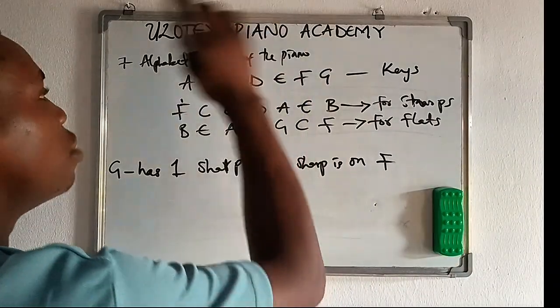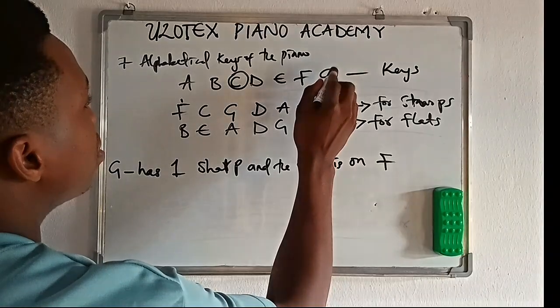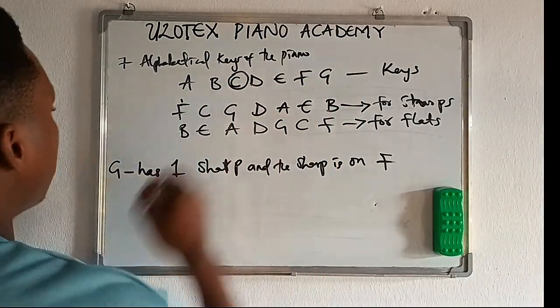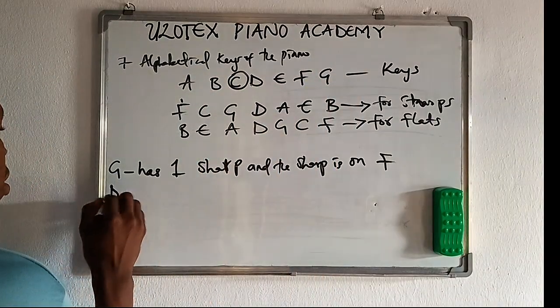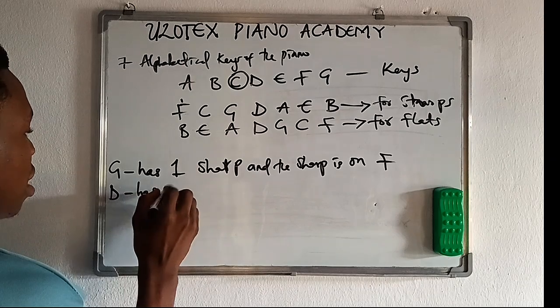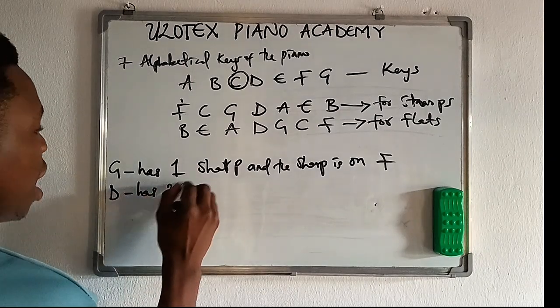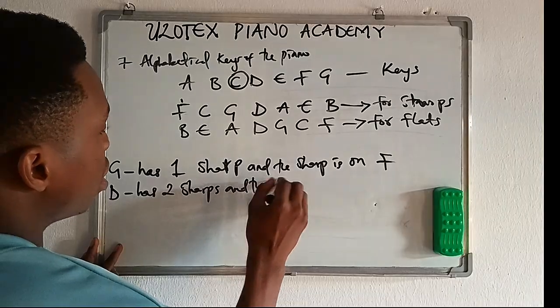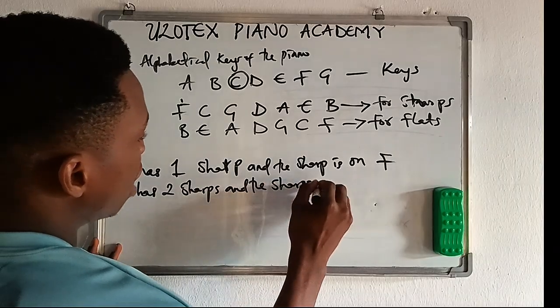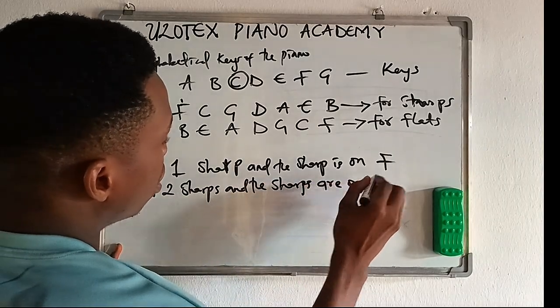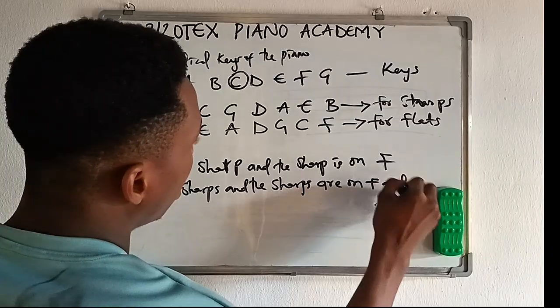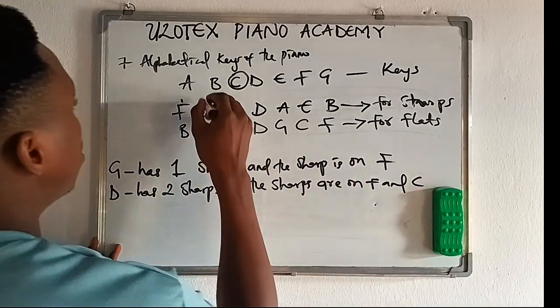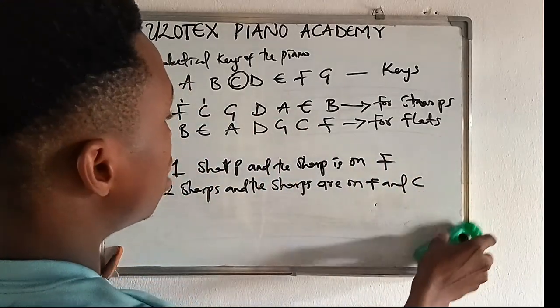So we continue again to count 5. We count 1, 2, 3, 4, 5. So we stop at D. So it's telling us that key D has 2 sharps, and the sharps are on F and C. So you see how we are doing it now.